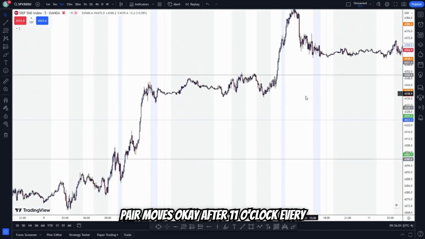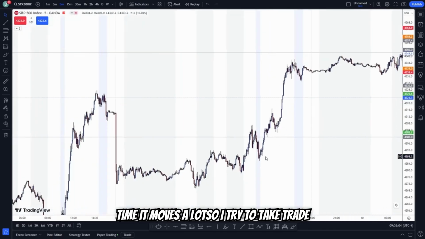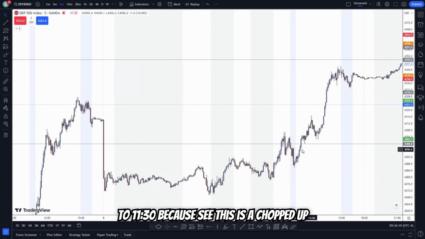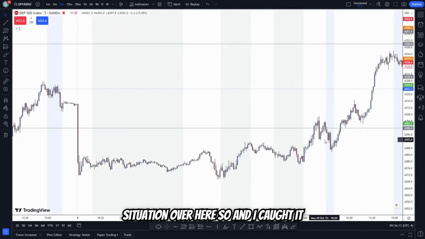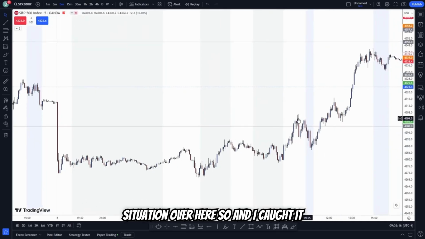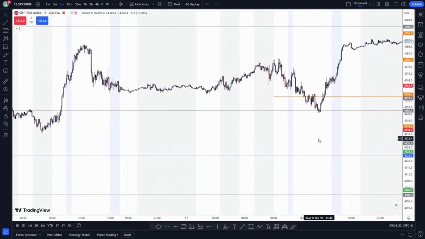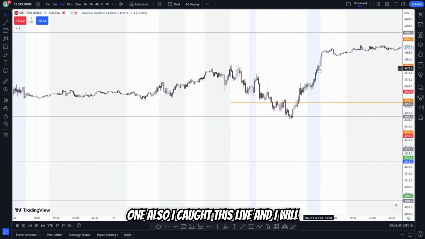After 11 o'clock, every time it moves a lot. So I try to take trade from 10:30 till 11:30, okay? Because see, this is a chopped up situation over here. And I caught it live also. This trade, I will discuss this one also. I caught this live, and I will put the recording of this trade at the end of this video.